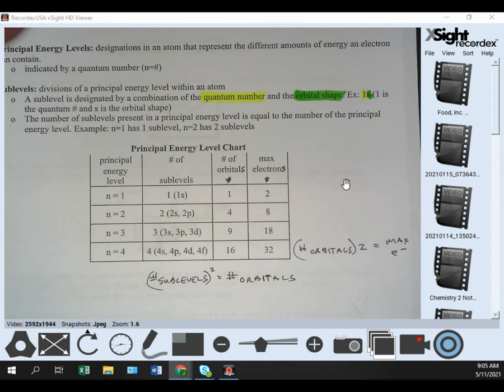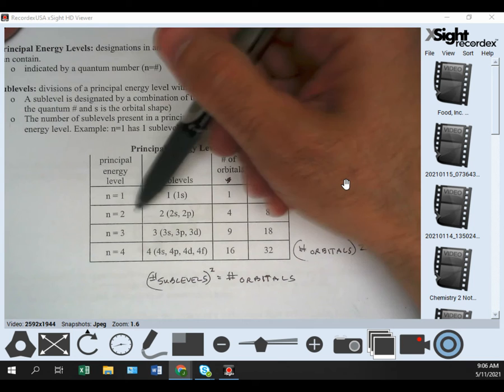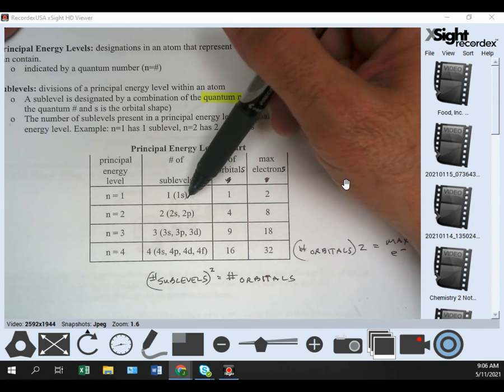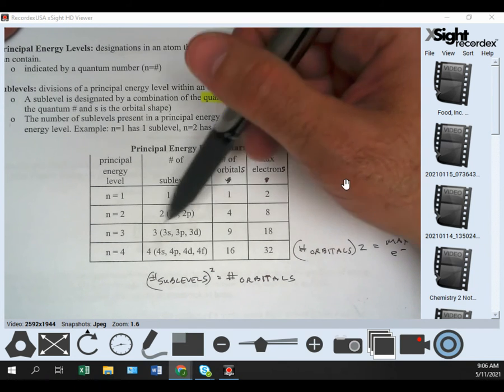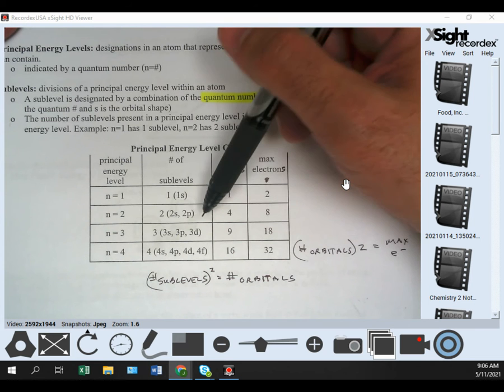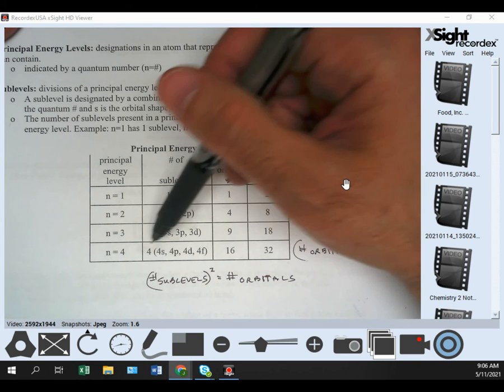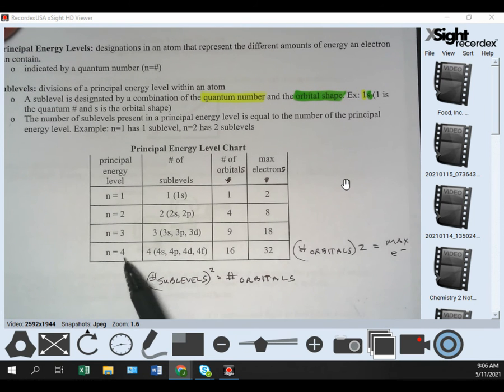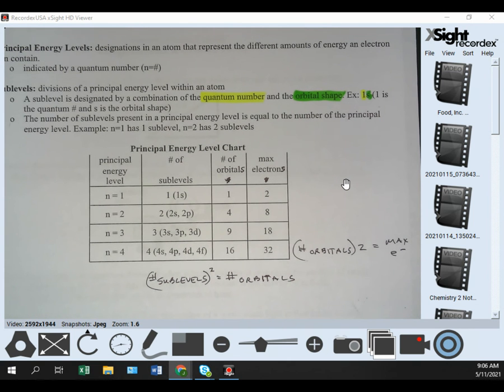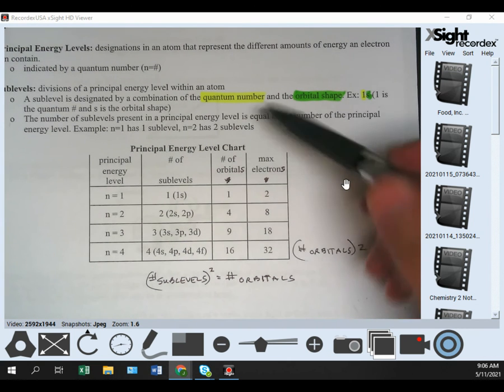So there is no 1d. 1d doesn't exist. The only thing on the first level is 1s. That's it. Nothing else. There is no 1p. P starts on the second level. You got a 2s and a 2p. So we're adding 1 each time in that same order, S, P, D, F, right? So we don't get to F until we get to the 4th energy level. Everybody okay so far? Like making sense?